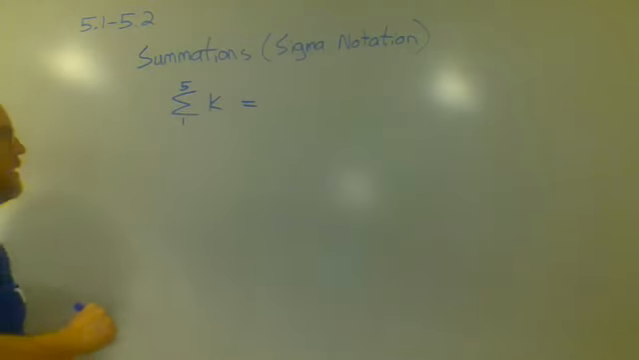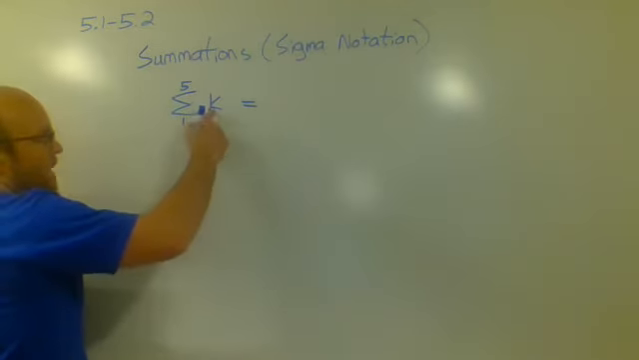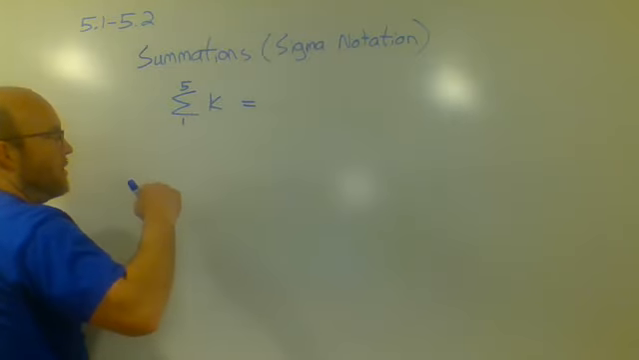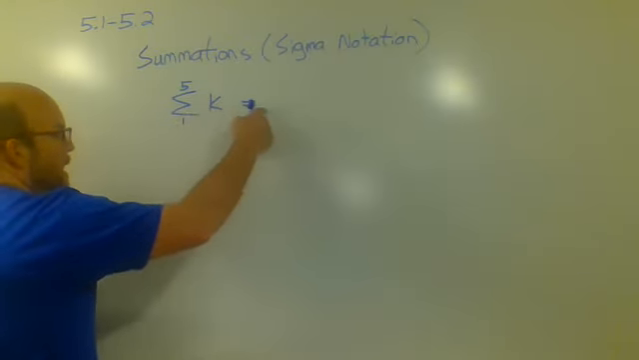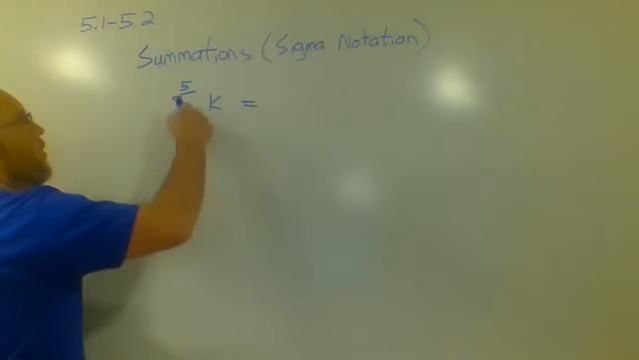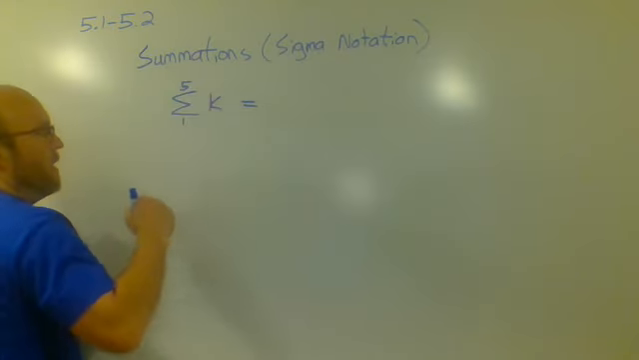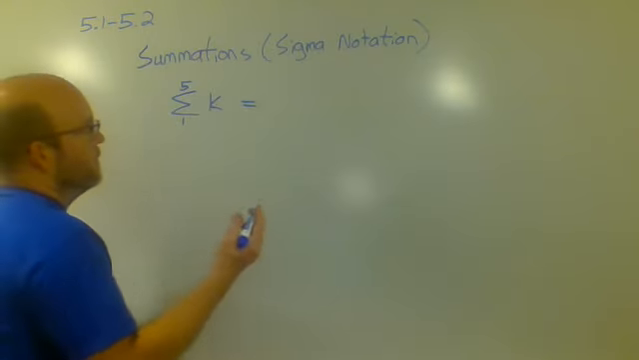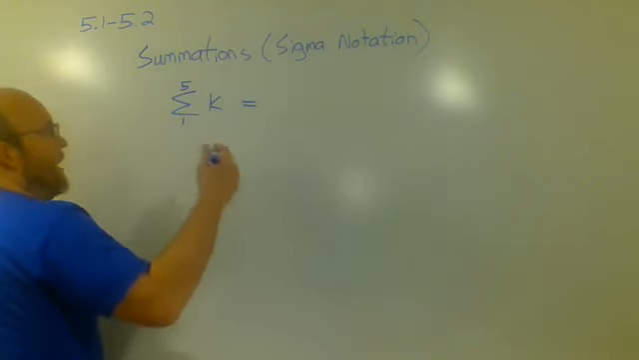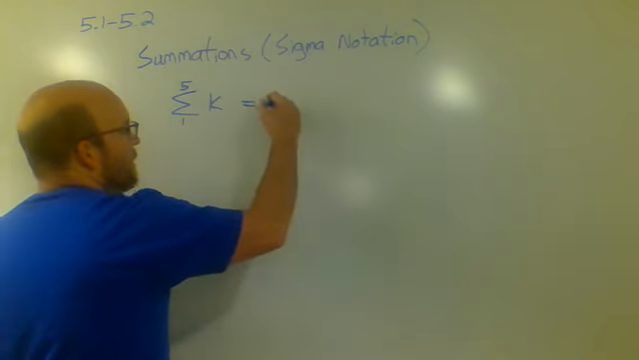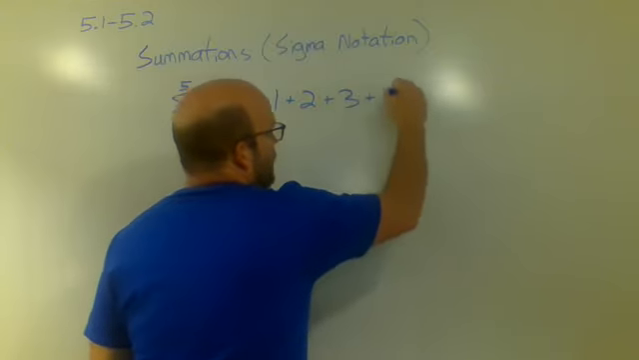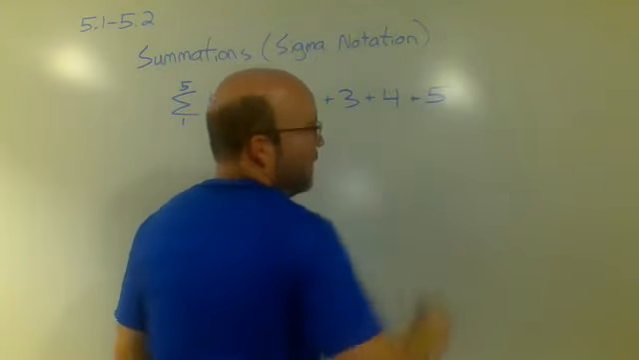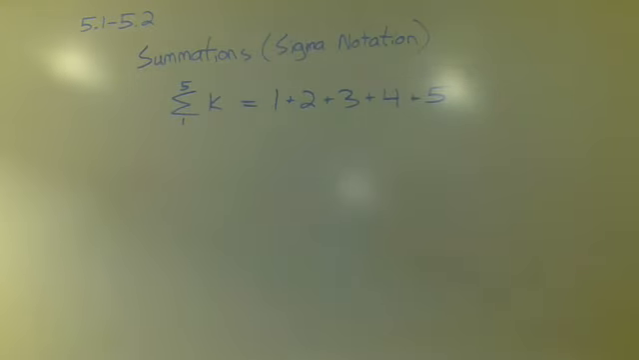What this is saying is take this expression, which happens to be k. We don't need to do anything special here, but just take this expression, evaluate it at 1, write it down, evaluate it at 2, write it down, all the way up to 5, and write it all out. This is something that we're going to have shortcuts to calculate as we go forward, but this literally means start with 1, add 2, add 3, add 4, and add 5, and that's it.